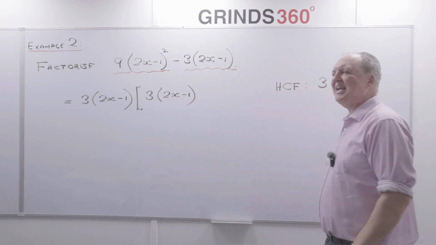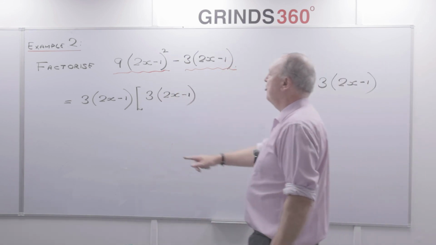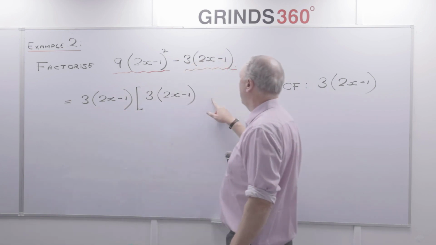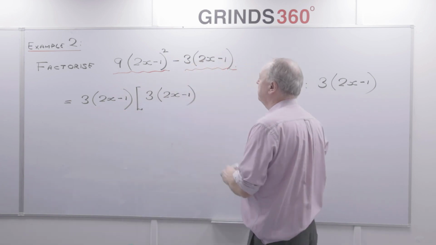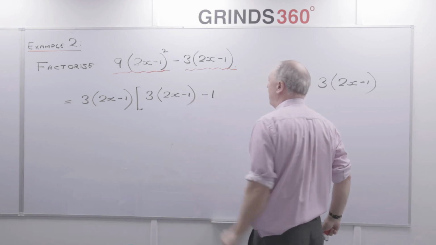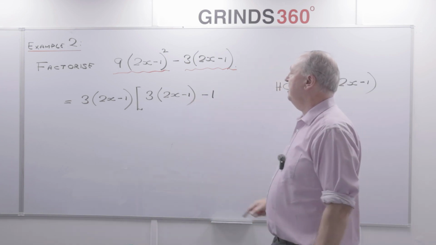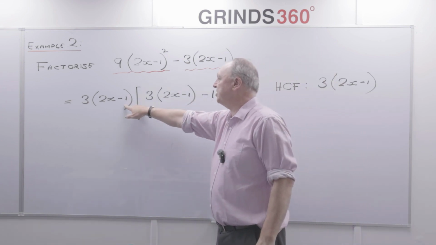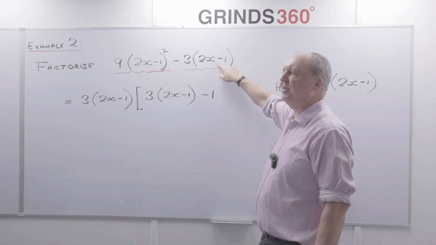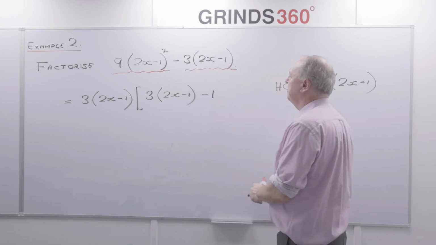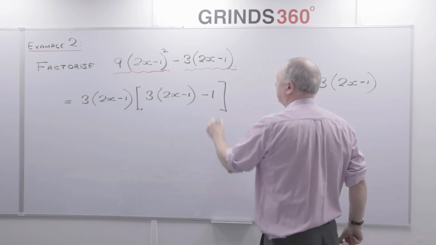Now move on to the second term. 3 multiplied by what will give me minus 3? The answer is minus 1. You can put the 1 in if you want. Doesn't matter if you do or don't. And then 2x minus 1 by what will give me 2x minus 1? The answer is 1. So close my square bracket.